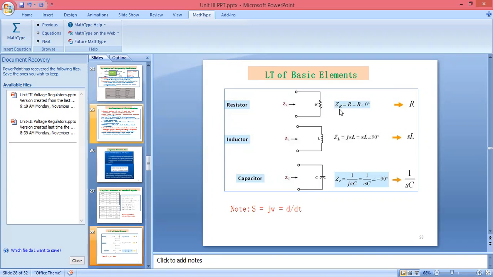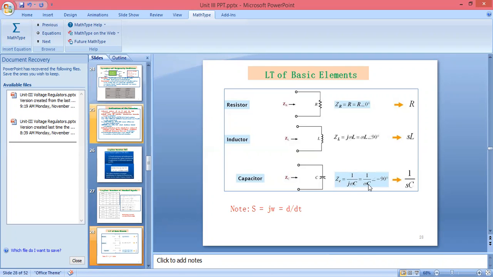So we can take ZR equal to R. You can take it in the polar value or in the rectangular form. If we are taking ZL, it means the impedance across the inductor, you will get j omega L. It means you will get that value in terms of the complex variable. And if you are converting j omega L into the frequency domain, you will get SL. And if there is a capacitor, at that time you will get 1 upon j omega C.